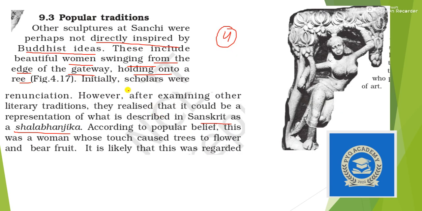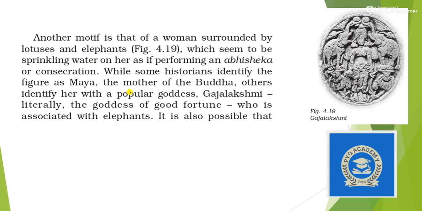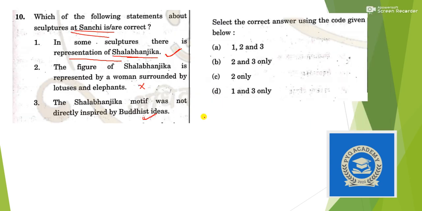To clarify the second statement, you can also see here another motif: a woman surrounded by lotuses and elephants, who seems to be sprinkling water. While some historians identify the figure as Maya, the mother of Buddha, others identify her with a popular goddess called Gajalakshmi. So Gajalakshmi is the one surrounded by elephants and lotuses. In the statement it was given as Sahal Vanjika, but the description here is for Gajalakshmi. That's why this is a wrong statement. If you know only that this statement is wrong, you can definitely get to your answer. So the answer here is option D. This is a direct question from Themes.